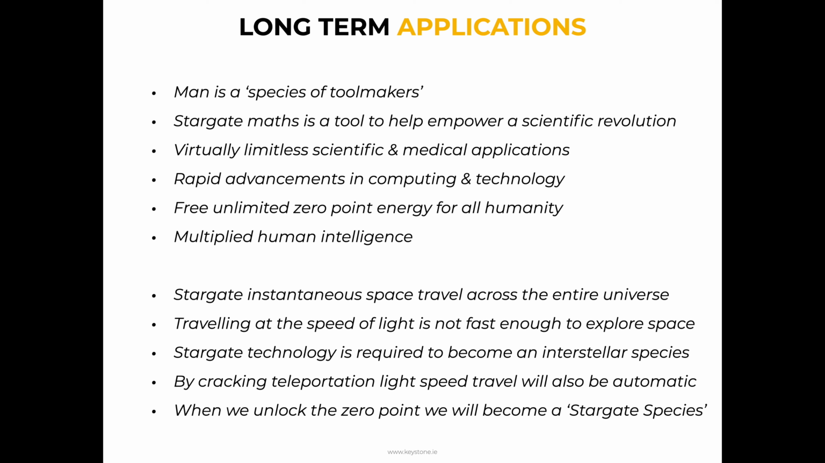Stargate maths makes complicated mathematical patterns really, really simple. Simplicity is the essence of genius. Any fool can make things complicated. Man is a species of tool makers. We invent tools, we create technology. That is our evolutionary edge. If we are to evolve as a species, it will be because of our technology. If we go extinct, it will be because of our technology.